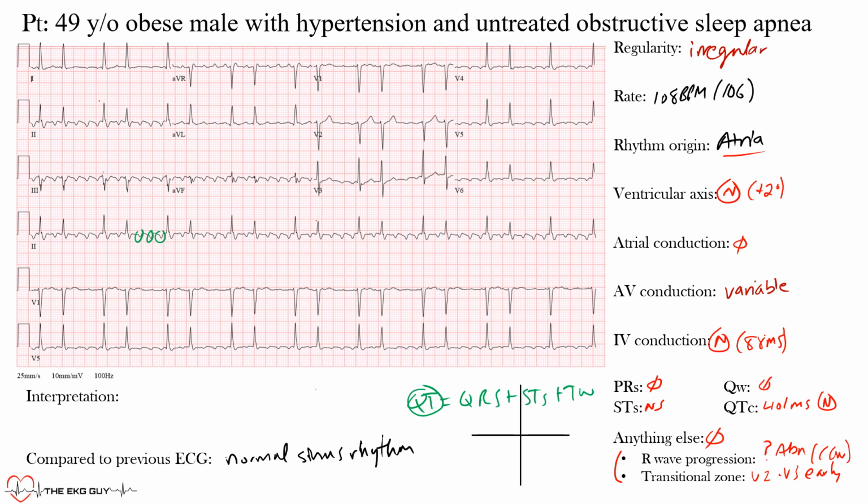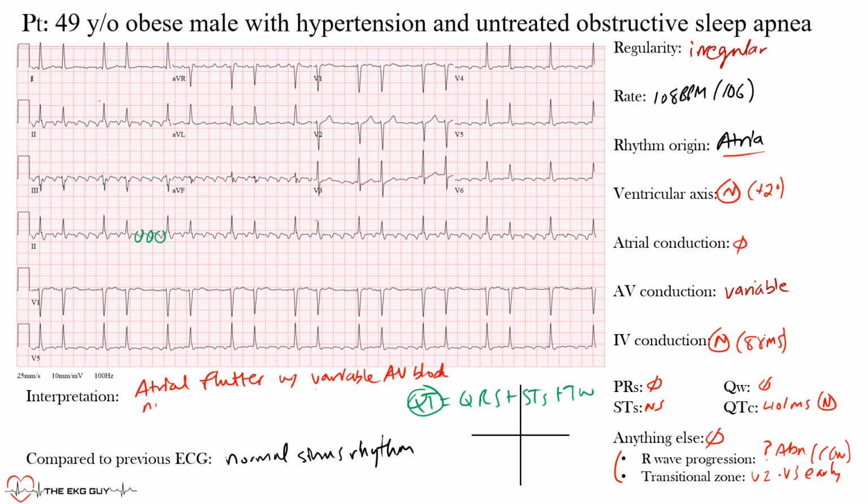So let's kind of give ourselves a final interpretation and then talk for a minute about this. So this is actually atrial flutter, okay, and we call it with variable AV block, okay? So it's an atrial flutter with variable AV block.